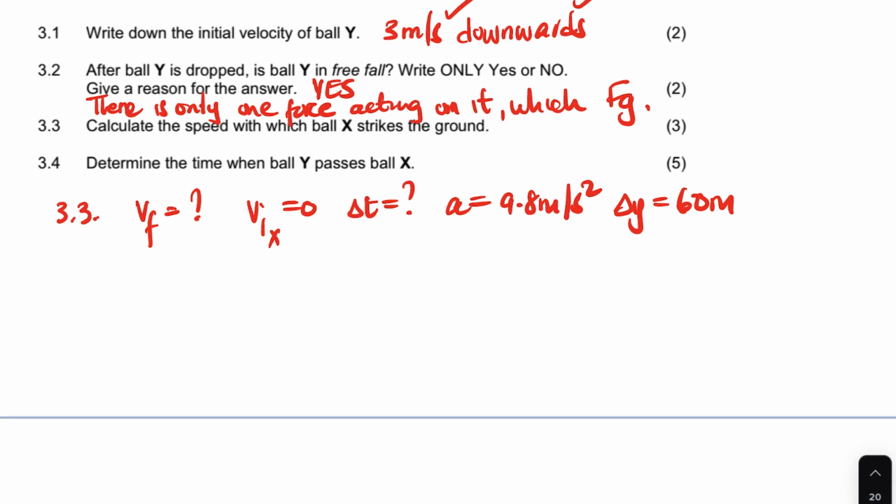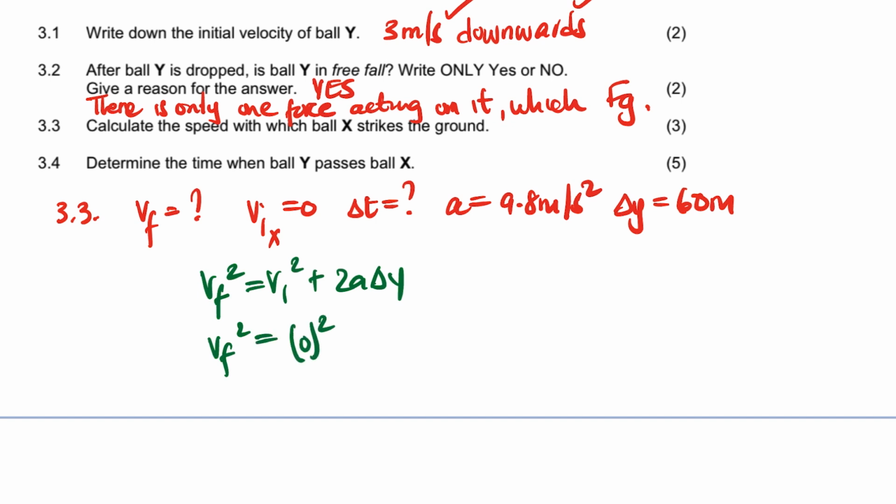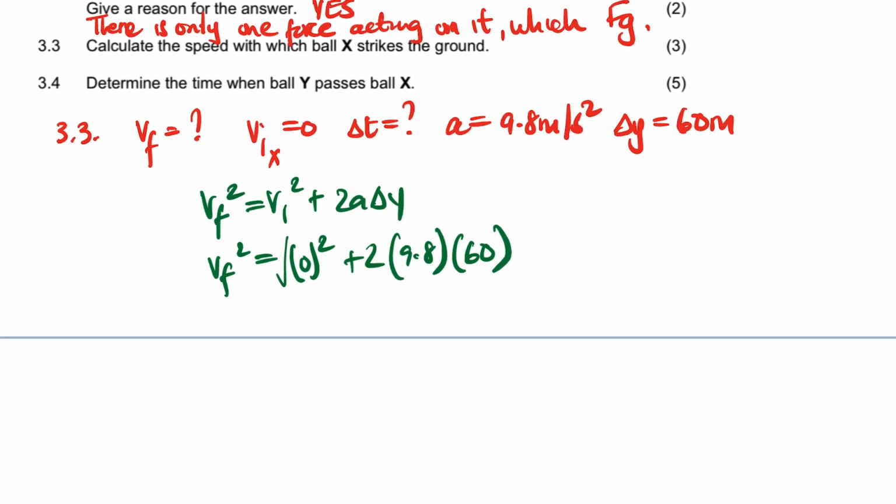So which formula are we going to use? We're going to use this formula that says Vf squared equals V initial squared plus 2 a change in y. Then we substitute. The final velocity is the one that we want, and the initial is 0, plus 2 times 9.8, and the displacement is positive 60. Then put that in the square root and punch that in the calculator; your answer will be the square root of 2 times 9.8 times 60.